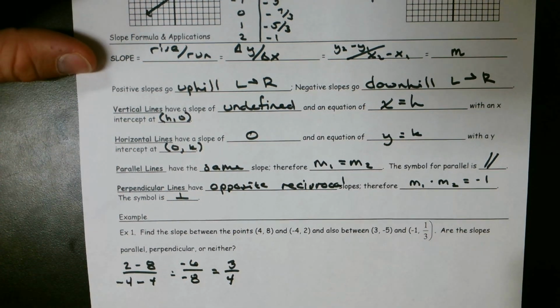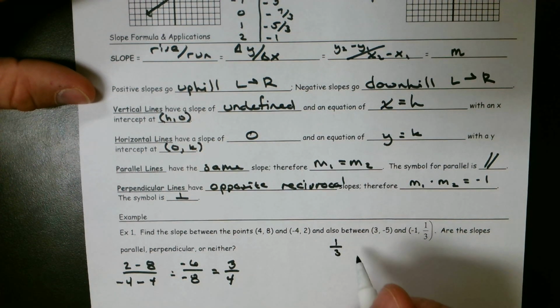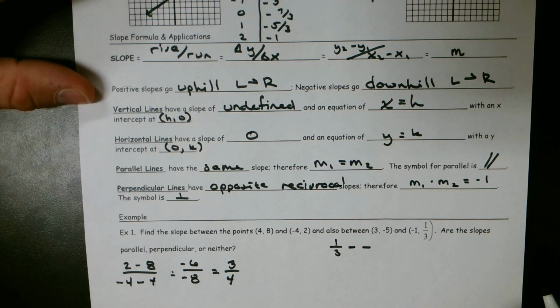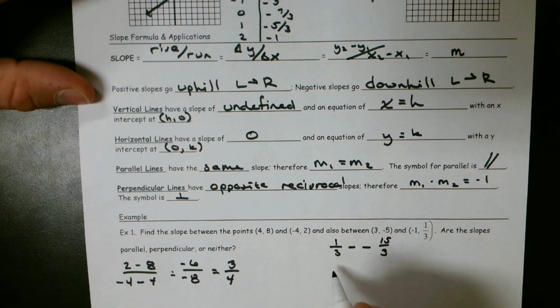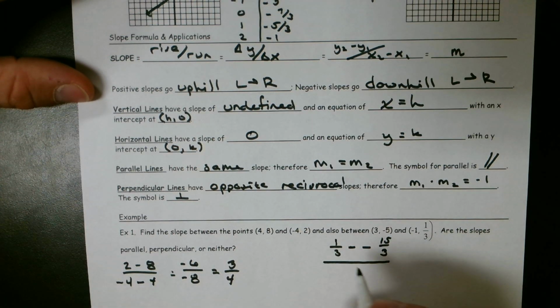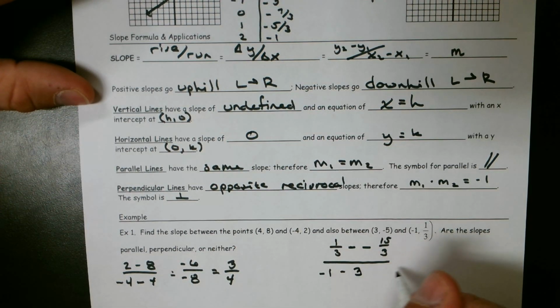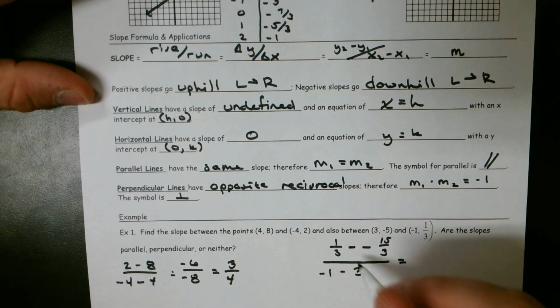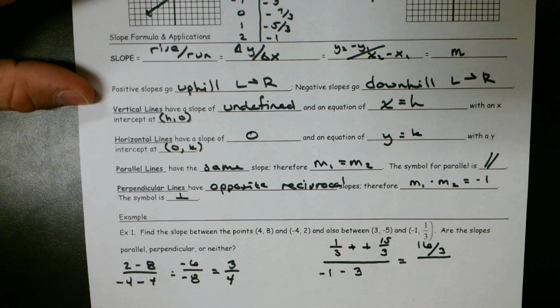And now let's do our other one. So we have y2 minus y1. So we got 1/3 minus -5. Okay, well, -5 is 15/3. Okay, so I can have common denominators there. And then x2 minus x1 is going to be -1 minus 3. So let's see what we get here. So these are going to make a plus. We end up with 16/3 over -4.